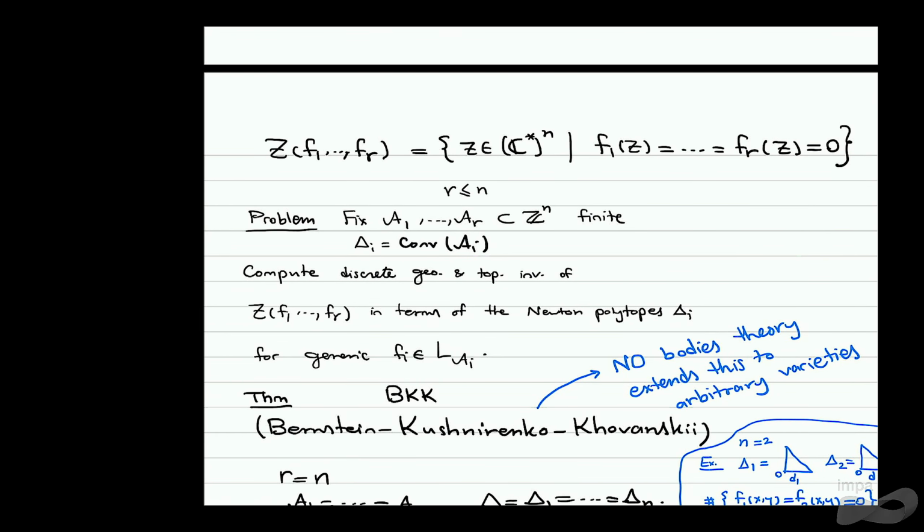From topological arguments, or usual algebraic geometry arguments, it's not hard to see that invariants of this subvariety are the same for generic choice of Fi's. And generic means, if this is a finite dimensional vector space, in a Zariski dense, non-empty Zariski open set. And then the first theorem: if r, the number of equations, is equal to the number of variables, you have n equations, n unknowns.